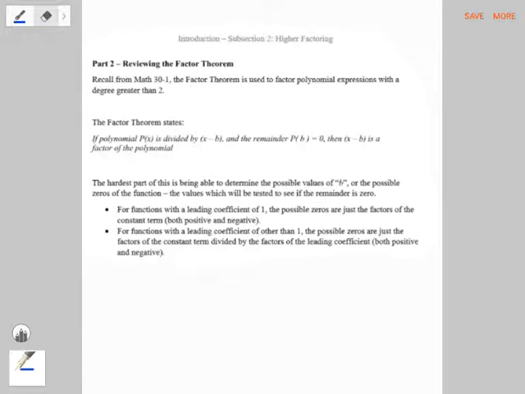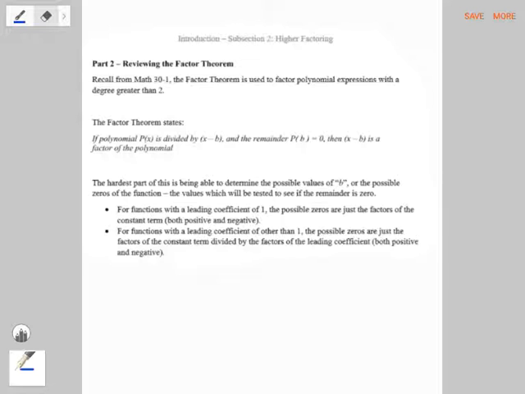Okay, everyone. Subsection 2, Higher Factoring, Part 2, Review of the Factor Theorem. Remember in Math 30-1 we used the factor theorem to factor polynomials with degrees greater than 2. So this is beyond just big X factoring or decomposition, that kind of stuff. So x cubed, x to the fourth. That's as high as we go here, but you can use the same techniques for x to the fifth, sixth, seventh, as high as you want to go.